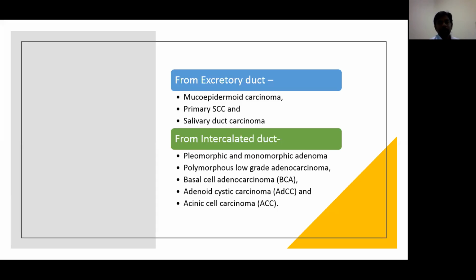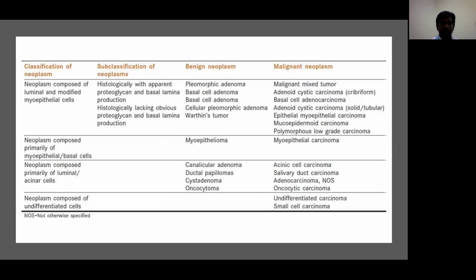So, for example, from the excretory duct, you have mucoepidermoid carcinoma, primary squamous cell carcinoma, salivary duct carcinoma. And from the intercalated duct, you have pleomorphic and monomorphic adenoma, polymorphous low-grade adenocarcinoma. Like that, you have acinic and adenoid cystic carcinomas. So these are all out of your scope, but still, I just want to show this.